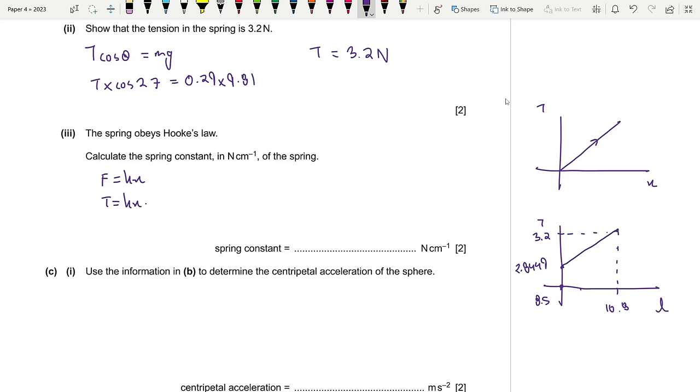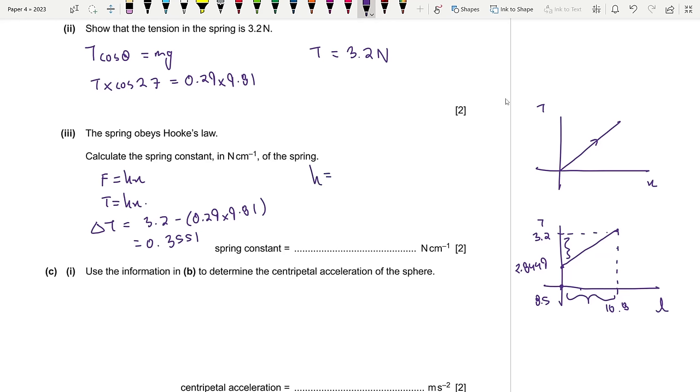Mainly remember that spring constant is the gradient of the F against x graph, but you have to ensure that you take the extension. Make sure that you don't take the length or else you will get a wrong value. So, what is the change in tension? I want to find the change in the y-axis. So del T is equal to the final tension 3.2 minus the initial tension 2.8449, or 0.29 into 9.81. That's what they wrote in the mark scheme. That's 0.3551, that's del T.